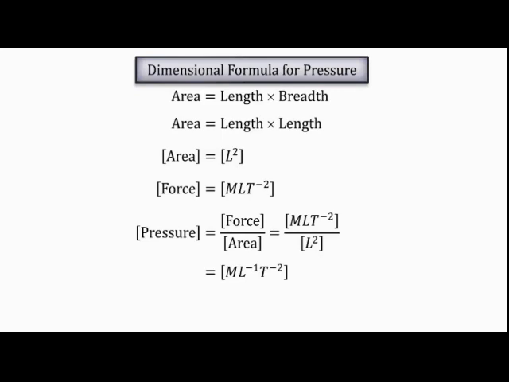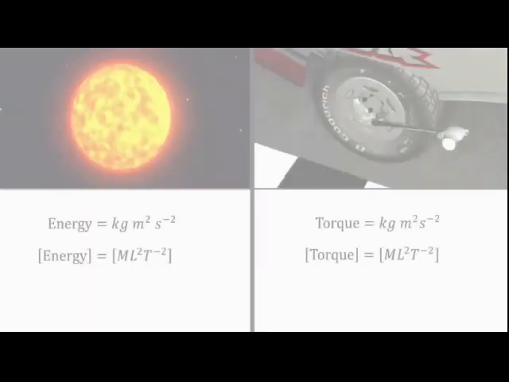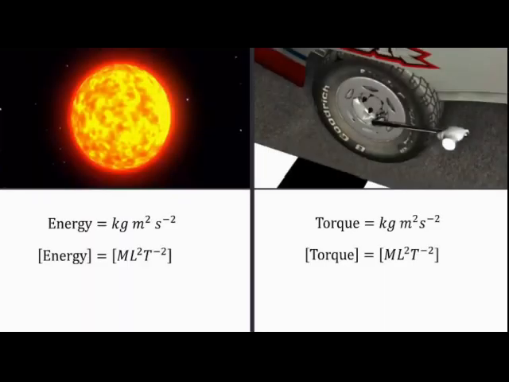The dimensional method cannot differentiate between physical quantities which have the same dimensions. For example, even though the quantities energy and torque have the same dimensions, they are completely different in every sense.